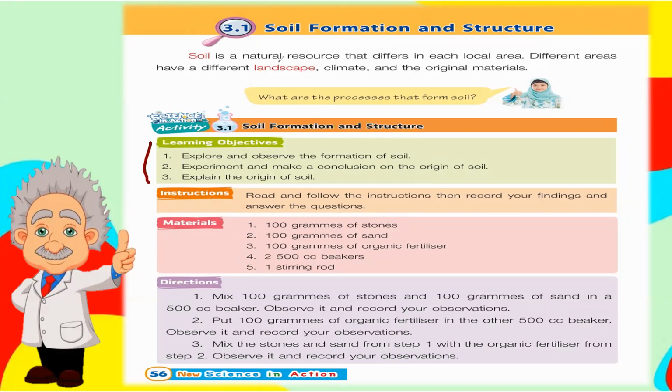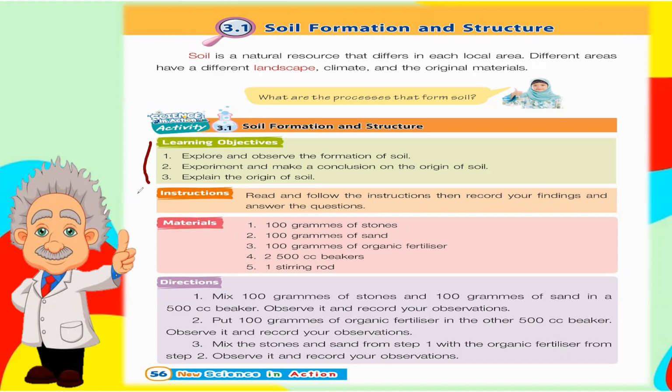So learning objectives. Number one, explore and observe the formation of soil. First of all, we are going to explore and then also observe the formation of soil. Second, experiment and make a conclusion on the origin of soil. So we are going to do a bit of experiment, and then we will try to understand the conclusion on the origin of soil. Third, explain the origin of soil. Then we are going to explain the origin of soil.